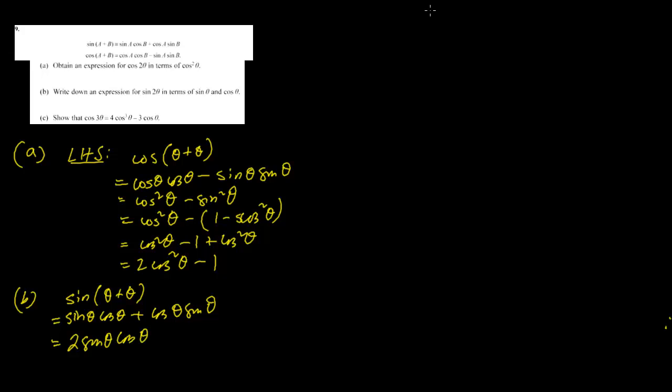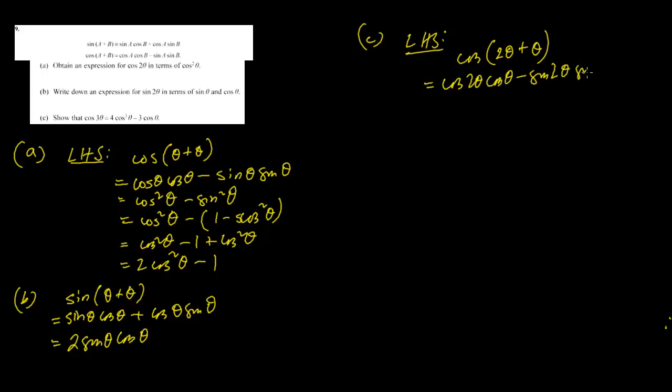So we found two expressions. Question number C is also a common question. Cos 3 theta, so this one we have to show. So we have to write the left hand side. The left hand side is a very important part of the presentation here, so remember that. Cos 3 theta is cos of 2 theta plus theta. Using the rule of cos A plus B is cos cos minus sine sine, this would be cos 2 theta cos theta minus sine 2 theta sine theta.